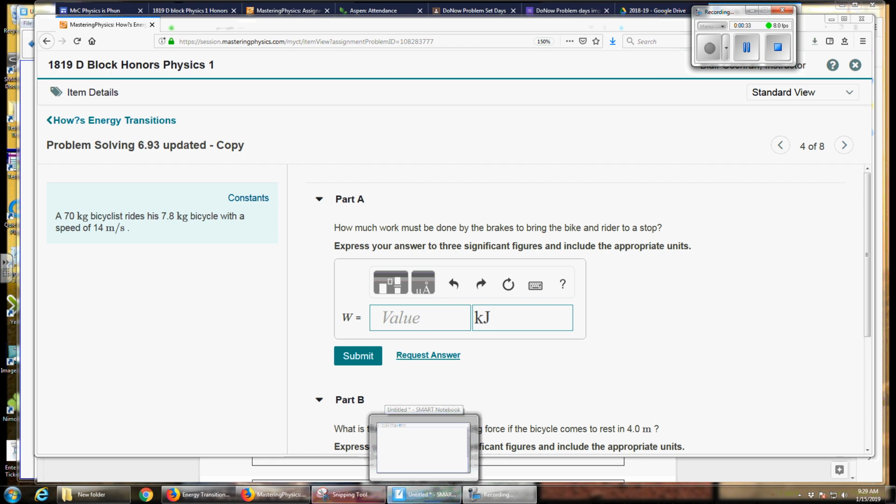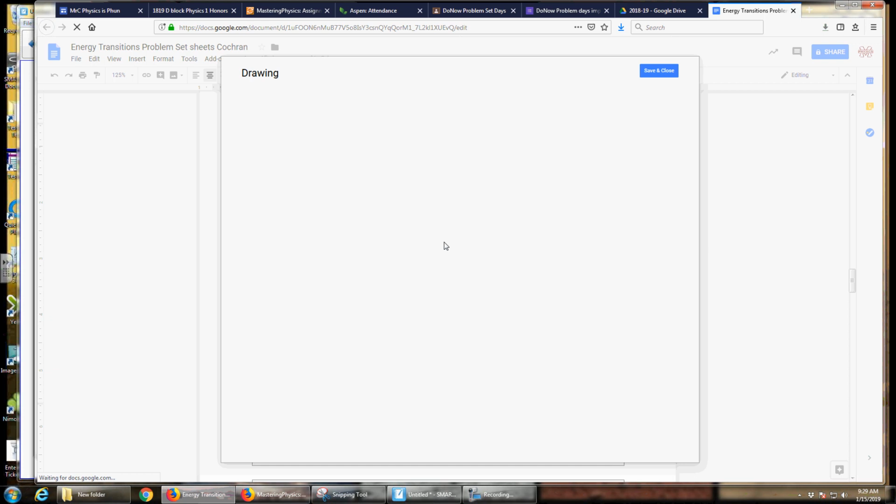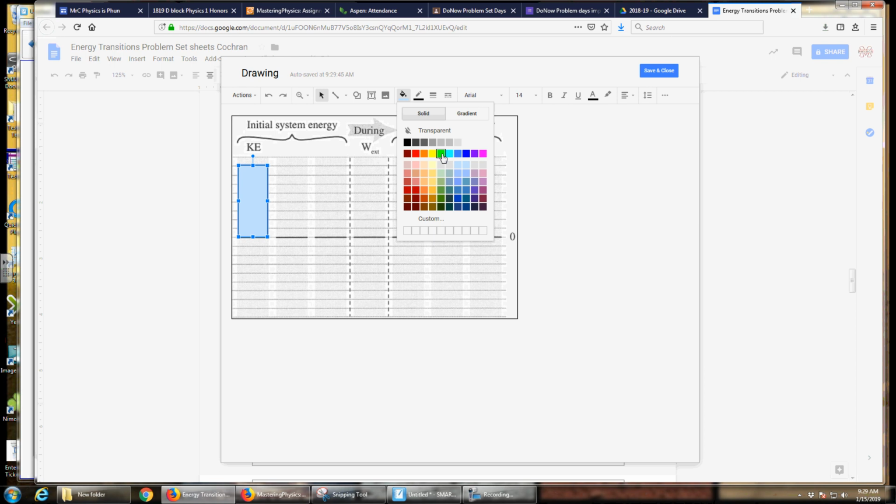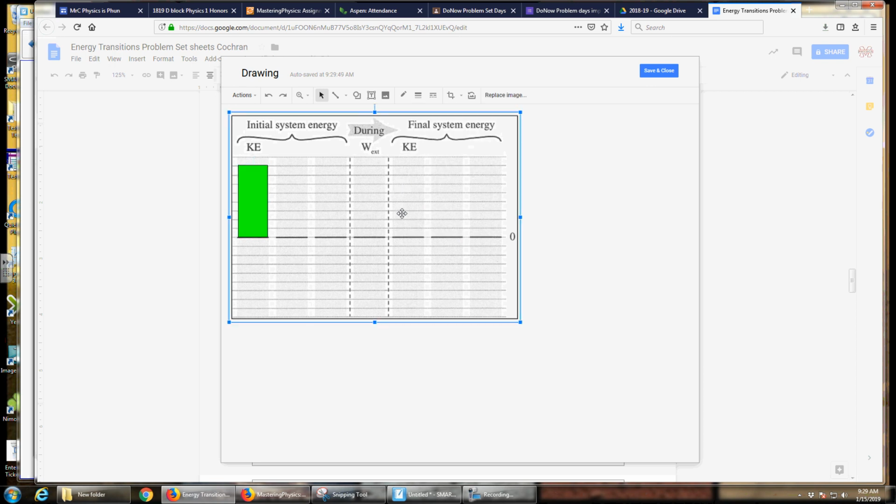So, looking at my bar graph, I'm going to say that the rider had a lot of kinetic energy to start. And then at the end, the rider is completely stopped. They don't say he goes up a hill or she goes up a hill or anything. So I'm going to assume that there's no other energies going on. So all the work external goes to taking away that kinetic energy through work done.